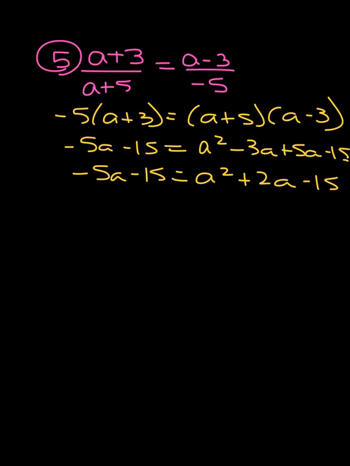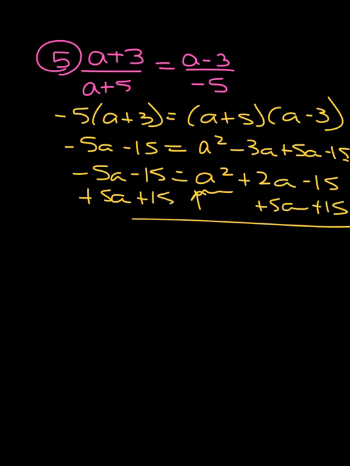Now again, my highest power that I have is to the second power. Anytime I have something from the second power or higher, I bring everything to one side and see if I can factor it. So my leading coefficient, again, is positive 1, so I know that's the side I want to go to. So I'm going to add 5a to both sides. I'll add 15 to both sides, and I have 0 is equal to a squared plus 7a.